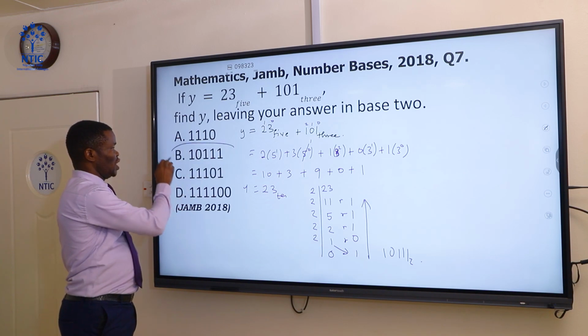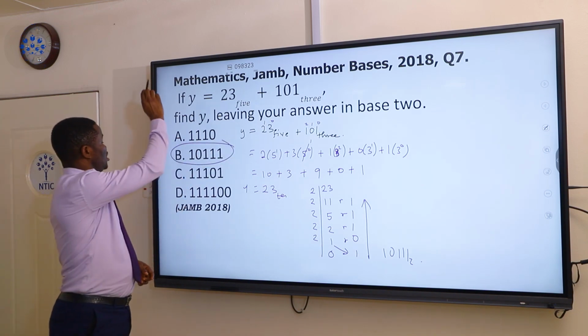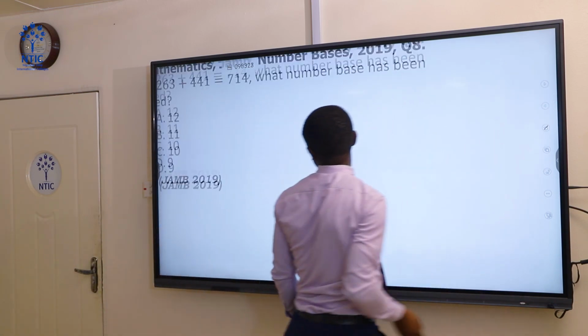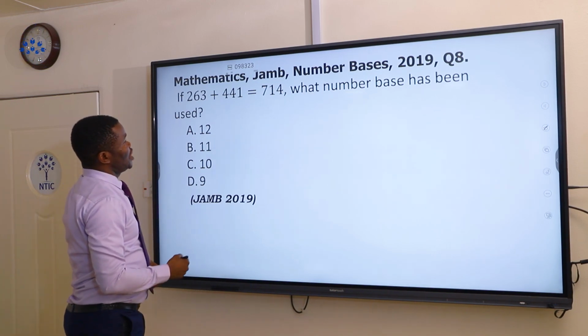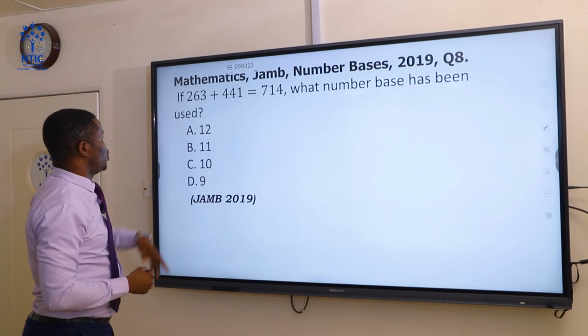10111 base 2. And B will be the correct answer. Next question. Next question is this. What number base has been used here?